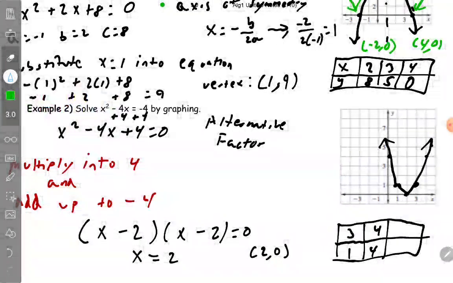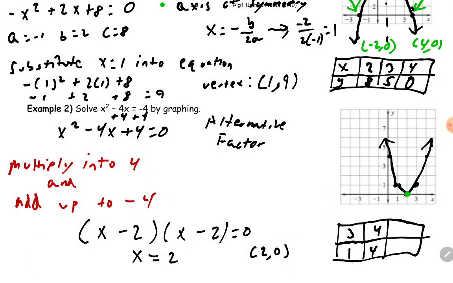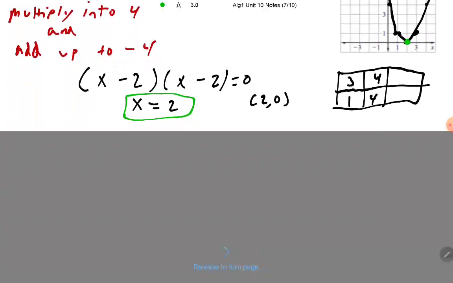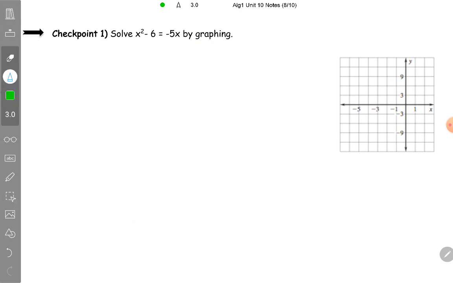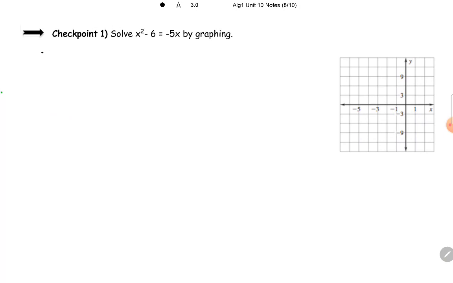So once again, this green point here is our solution. This answer here, x equals 2. All right, let's do another one. So sometimes you can't factor because it has no real solution. And this one, we'll get to see that. X squared, moving negative 5x over by adding it. So our A value is 1, B value is 5, and C value is negative 6.